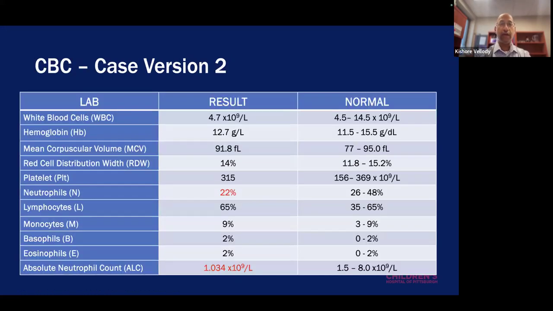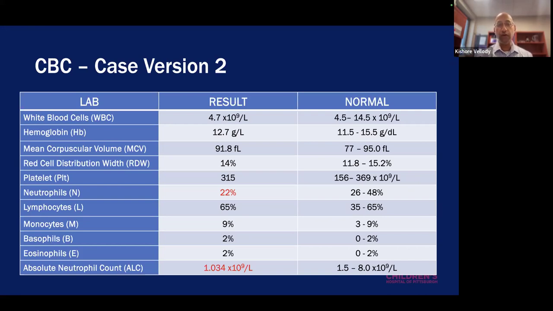Okay, now we're going to look at the same patient again, different labs. This time the white blood cell count is normal, but a specific type of white blood cell, called the neutrophil, is low. It's 22%. What that means is that a lab tech looks under the microscope at all of the white blood cells, and 22% of those white blood cells are neutrophils. So these are a subset of the types of white blood cells you have. But 22% is low, and when you multiply 22% times the 4.7, or 4,700 white blood cells, that is what you get when you do the math.